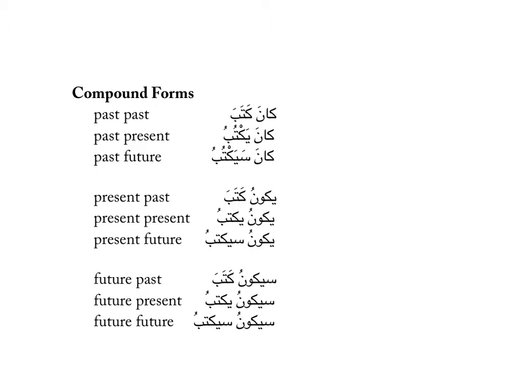So you get past with all of those: kana kataba, kana yaktubu, kana sayaktubu, then present with all those: yakunu kataba, yakunu yaktubu, yakunu sayaktubu, and future with all of them: sayakunu kataba, sayakunu yaktubu, sayakunu sayaktubu.